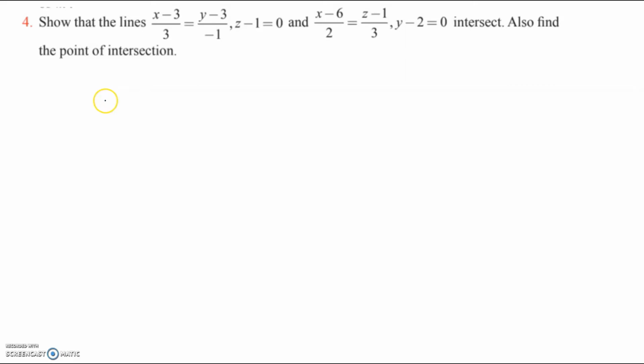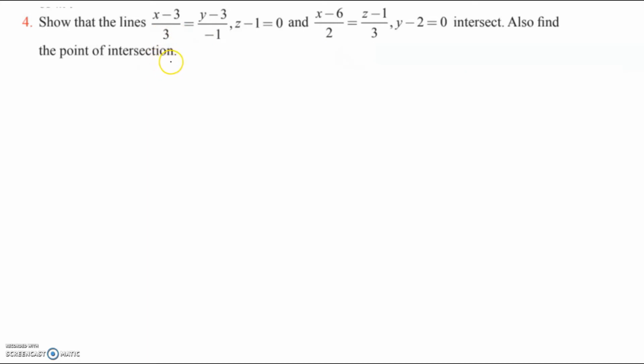In this video, we will see the further problems from the exercise 6.5. Question number 4. Show that the lines given by this Cartesian equation and this Cartesian equations intersect. Also find the point of intersection. So we are given two equations. We need to show whether they intersect, and also we need to find the point of intersection.